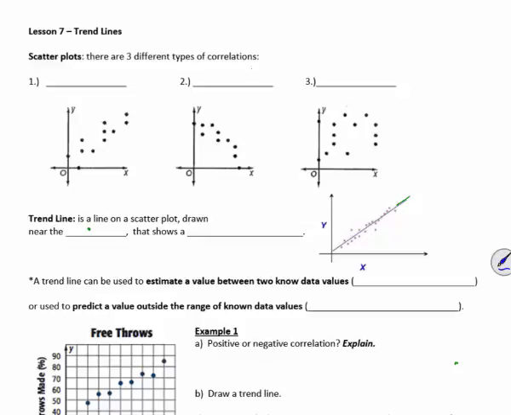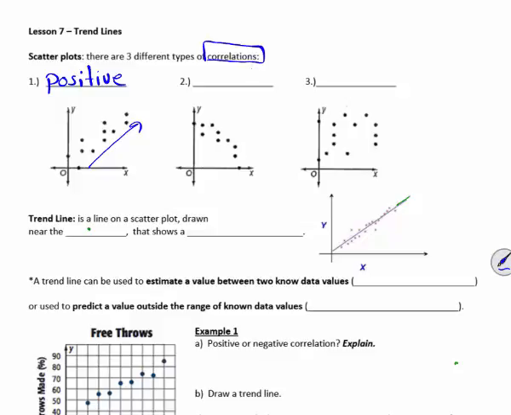So what we look for are these things called correlations. Correlation is kind of how the data is looking. For the first one, it looks like my data is going up, it's increasing. That is called a positive correlation, because as x is increasing, so is y. So that's a positive relationship. We know that, positive slope.